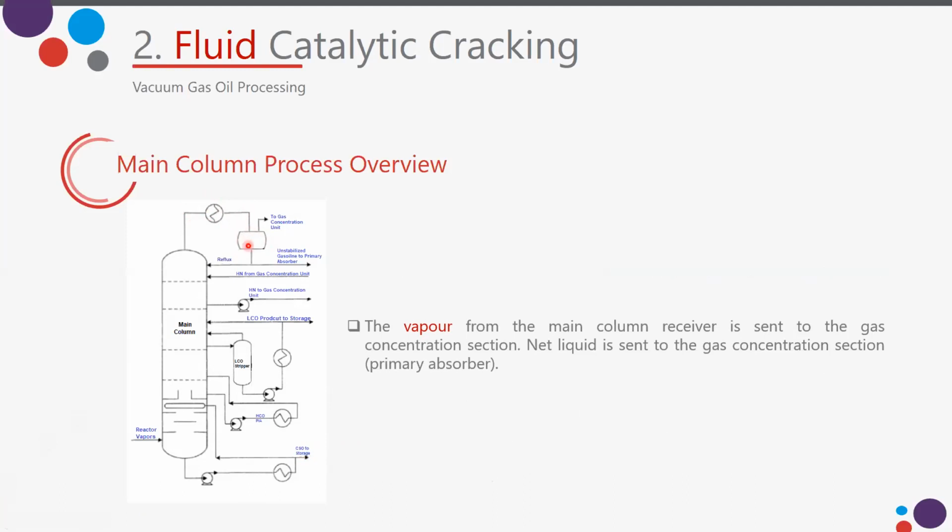Here in this main column receiver, you see that we have a vapor phase and a liquid phase. This vapor phase will go to the gas concentration unit. It will go to the compressors, the wet gas compressors. And the liquid phase will also go to the gas concentration unit, but it will go to the primary absorber, okay? And part, of course, we will use as reflux in the column.